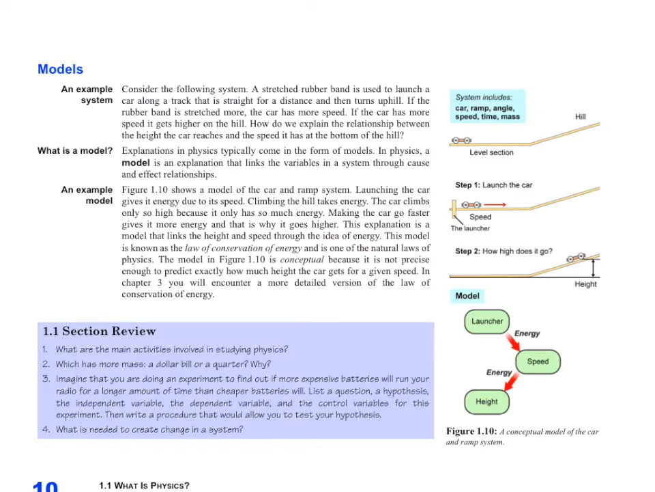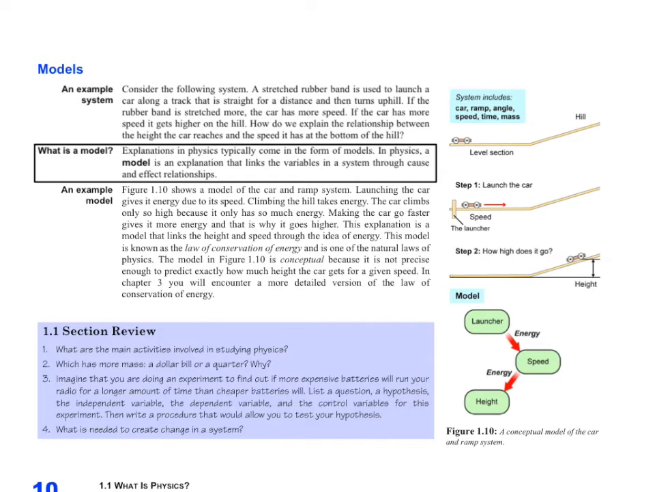Let's talk about models. An example system. Consider the following system. A stretched rubber band is used to launch a car along a track that is straight for a distance and then turns uphill. If the rubber band is stretched more, the car has more speed. If the car has more speed, it gets higher on the hill. How do we explain the relationship between the height the car reaches and the speed it has at the bottom of the hill?